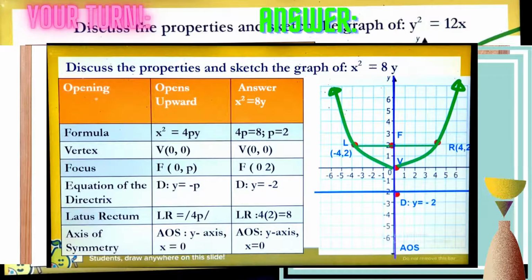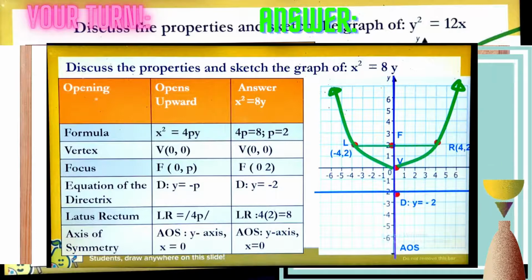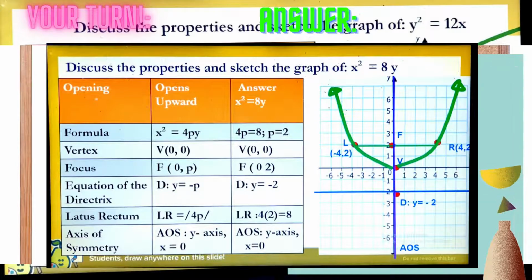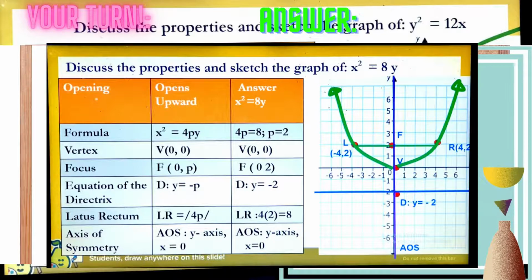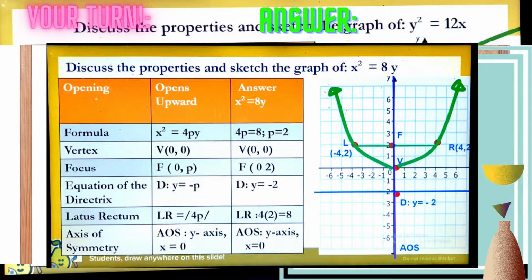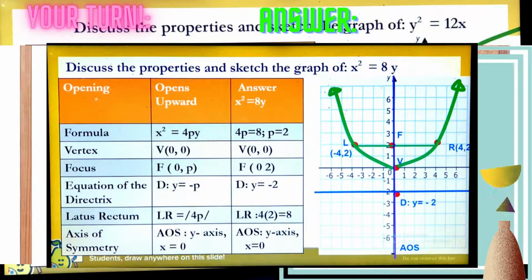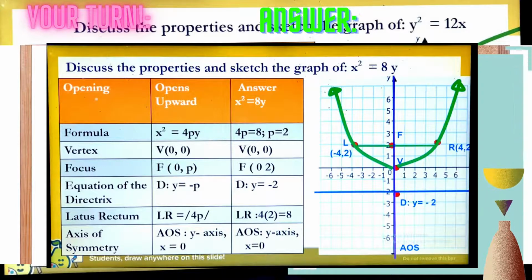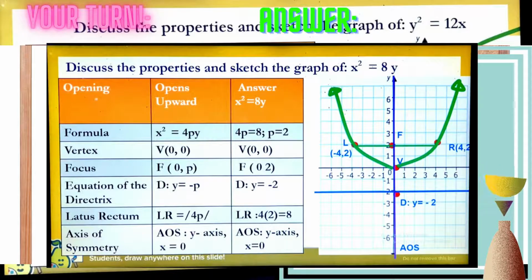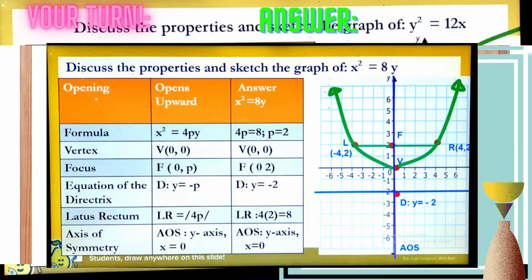And the equation of the directrix is y equals negative p or y equals negative 2. The latus rectum is always equal to 4 times p, which is 4 times 2 equals 8. And AOS, y-axis, x equals 0. Okay, so we will now draw the graph of the parabola by plotting points. Locate the vertex at the origin. Point F, the focus, is at (0, 2).